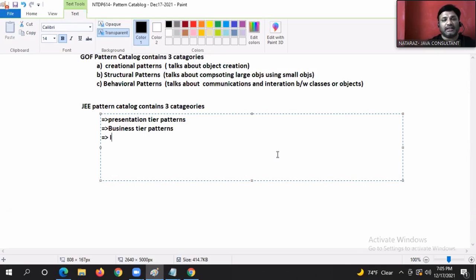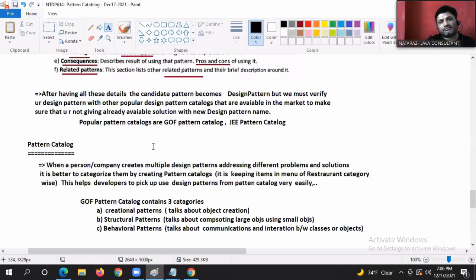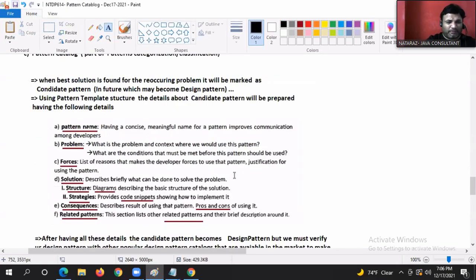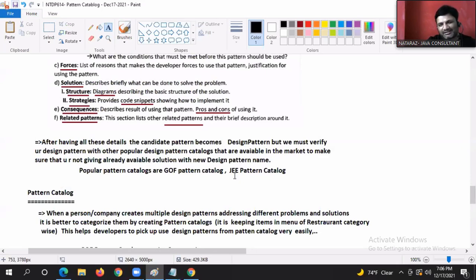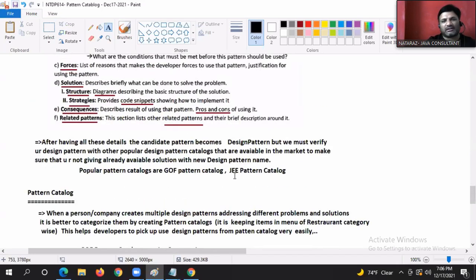Next, integration tier pattern. I'm just introducing what is what, guys. I'll talk much on these patterns later. As of now, in microservice architecture, 5-6 patterns are very popular. That's why they have not prepared any pattern catalog. As of now, there is no pattern catalog in microservice patterns because 5-6 patterns are very popular, really doing well. That's why they have not come up with any pattern catalog when it comes to microservice architecture.